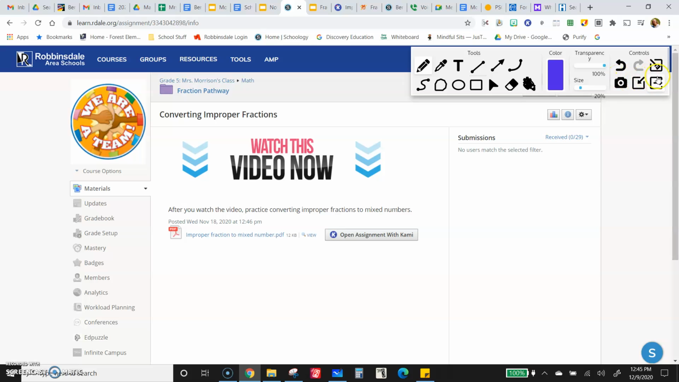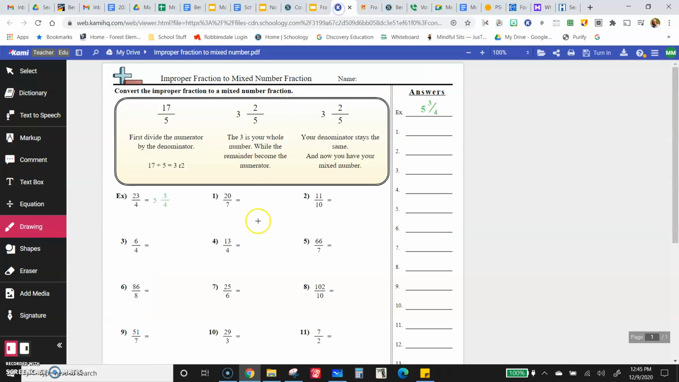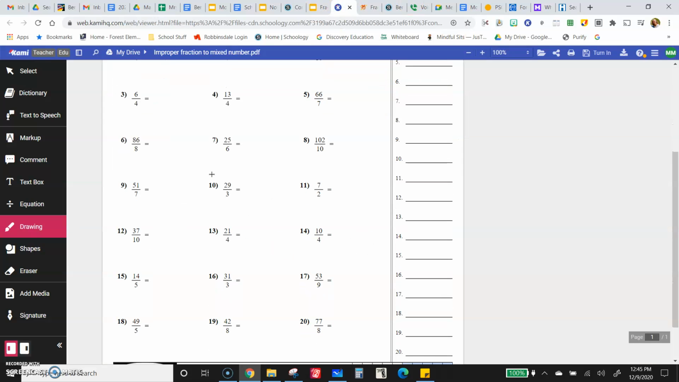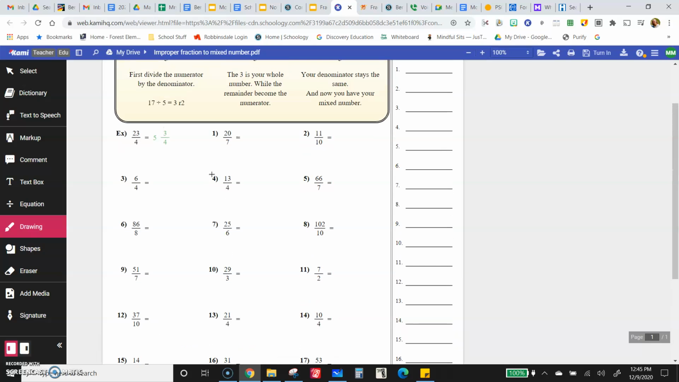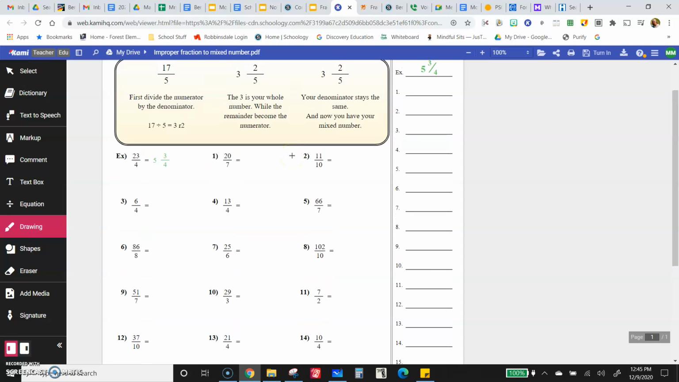And for this, I'm actually going to do some of the problems from your worksheet. I know there's 20 and that's a lot, so I will help you do some of them. And I'll show you some different strategies to do that. So I'm going to actually start with number 2 here, 11/10, because I can do it on the fraction strips, and I want to show you what it looks like.